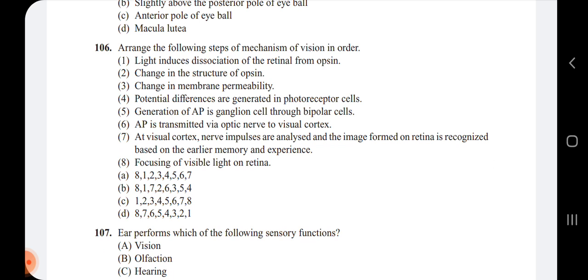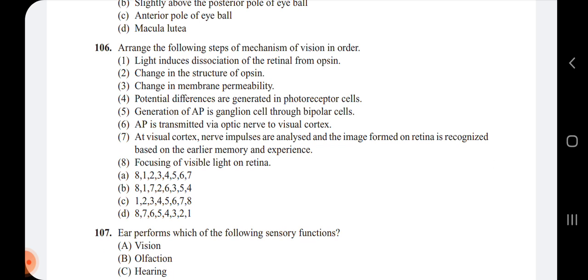So obviously the focusing of visible light on the retina should come first. Then the visible light passes through the cornea and the lens. Okay, so when it reaches the retina, the light induces the dissociation of the retinal from opsin, which means the retinal, that photopigment, gets separated, they get dissociated, and once they get dissociated, the opsin structure is going to get changed.